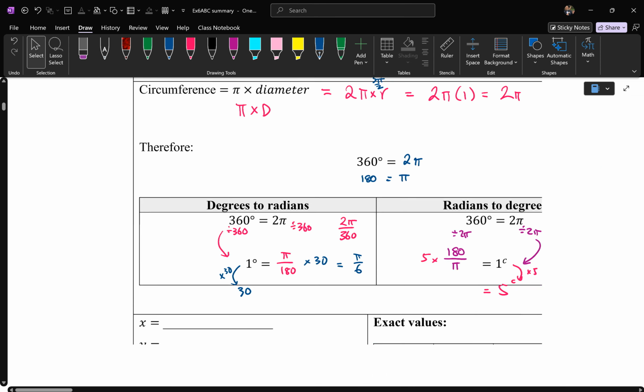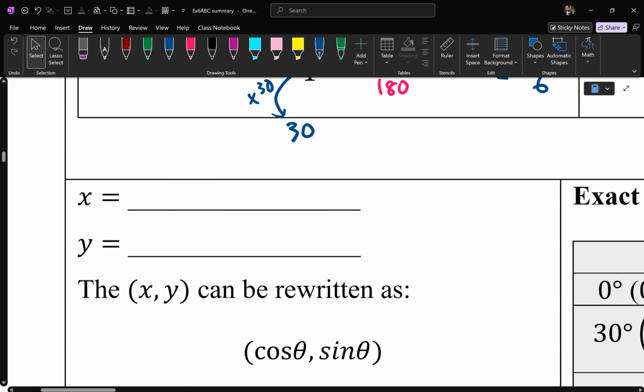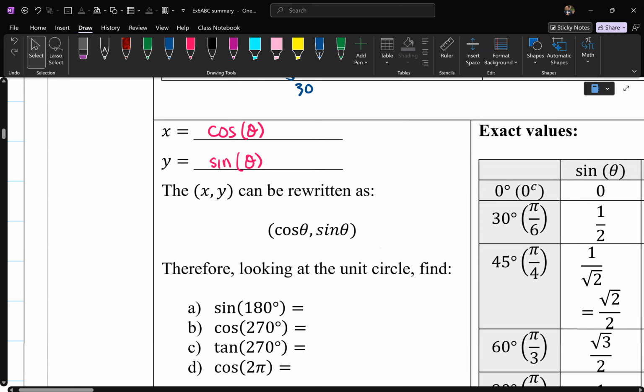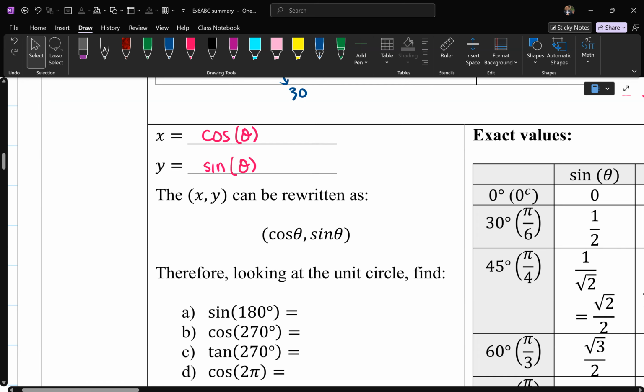Okay, so fill in the points. Let's fill in the notes. X is equivalent to cos of the angle, and the y coordinate is equivalent to sine of that same angle. The x and y can be rewritten as cos theta, sine theta. Cool. Therefore, looking at the unit circle, let's find sine of 180 degrees.